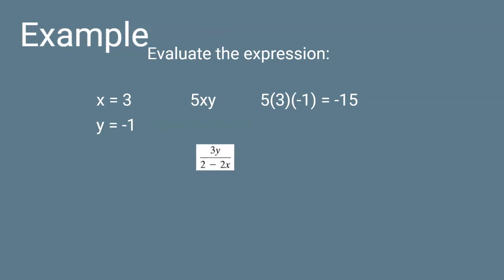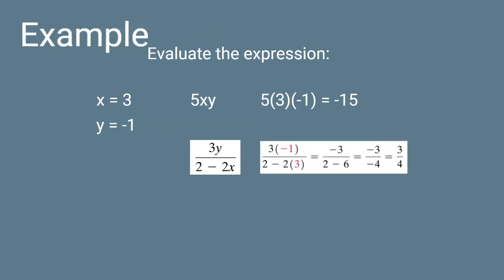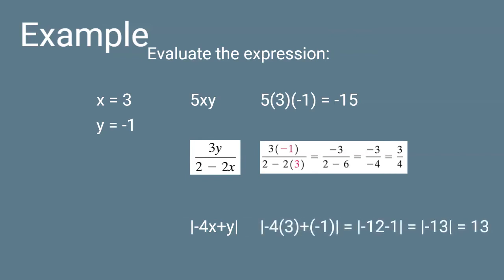Next equation, 3y divided by 2 minus 2x. Substitute your x and y values and evaluate. You end up with an answer of 3 over 4. Our last example is the equation, the absolute value of minus 4x plus y. Plug those numbers in and evaluate that expression. Now, the only thing you have to take into account with this is that it is negative 13, but when you pull it out of the absolute value, it becomes positive 13.